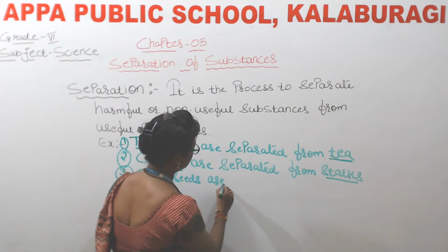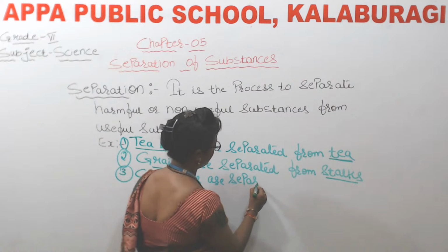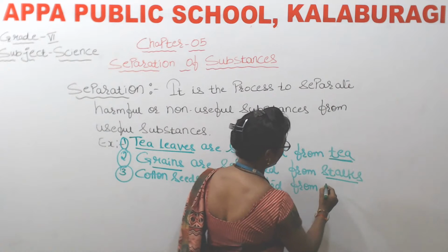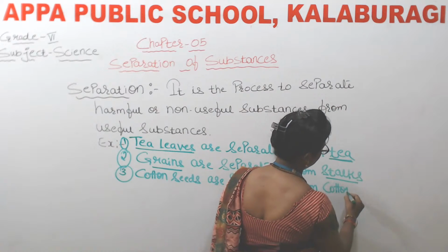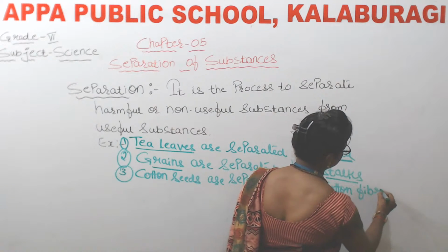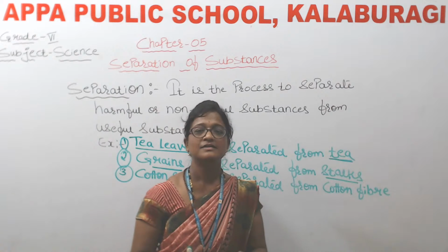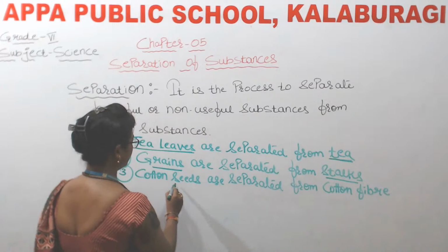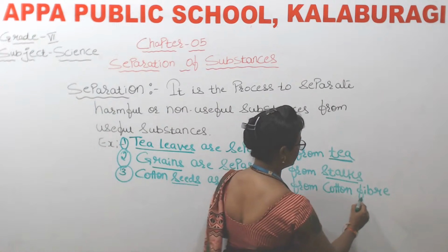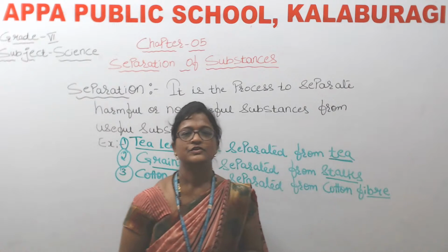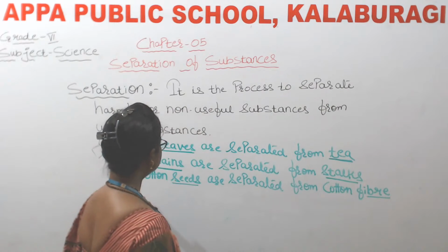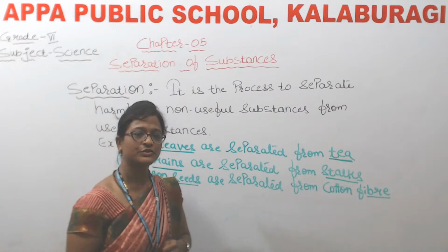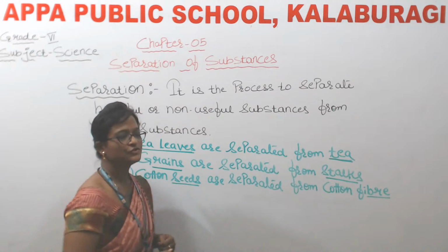Cotton seeds are separated from cotton fiber, isn't it? So here seeds are also separated from cotton fiber. So again seeds and here fiber. So in this example these two components are useful. Even cotton fiber is also used and even seeds are also used.